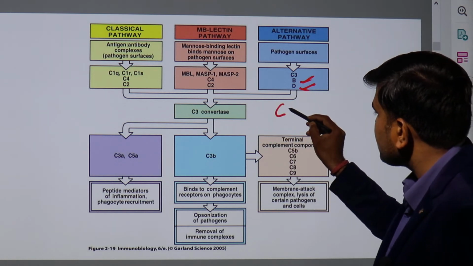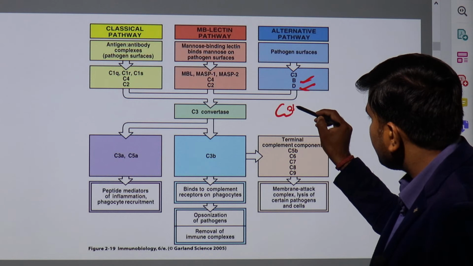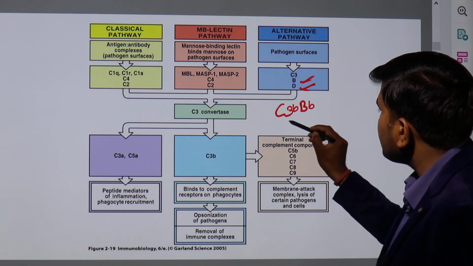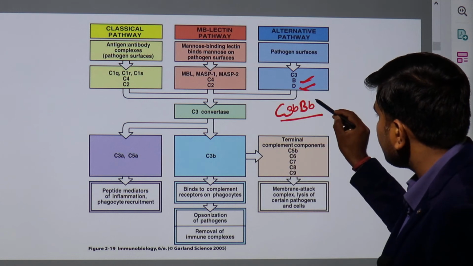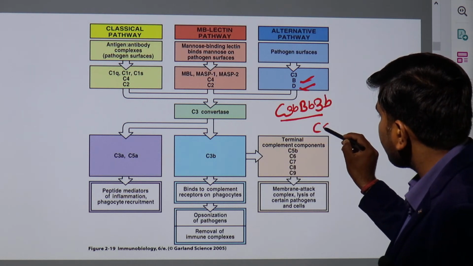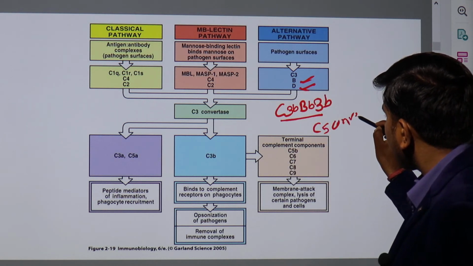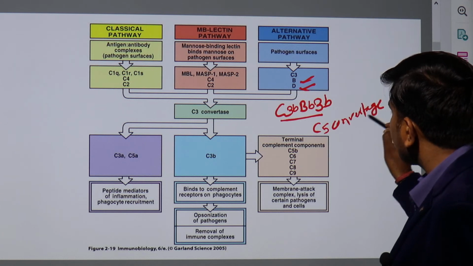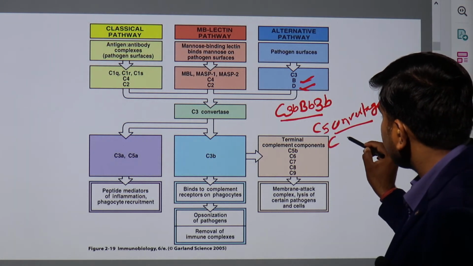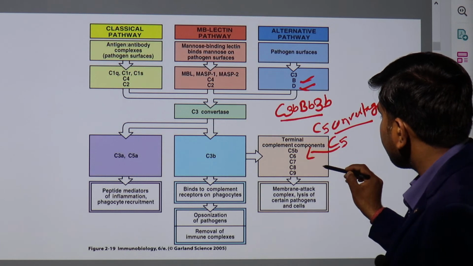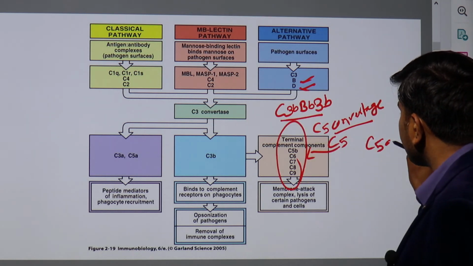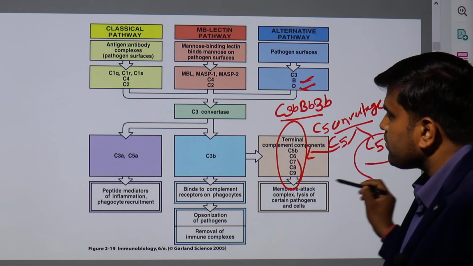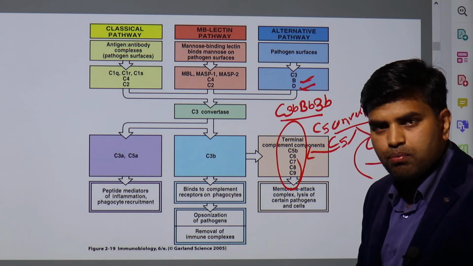But the C3 convertase will be C3bBb, big B, small b. This is the C3 convertase. It will cleave the C3, and another C3b will be added. This will now be the C5 convertase, and this C5 convertase will cleave the C5 and form C5b, 6, 7, 8, 9, the membrane attack complex, and C5a will be released into the environment, and that will cause the anaphylatoxin.